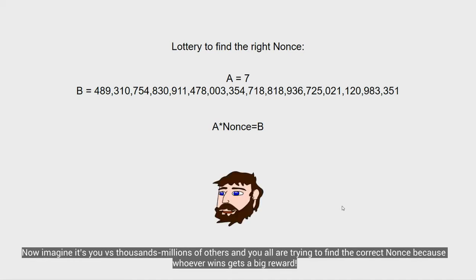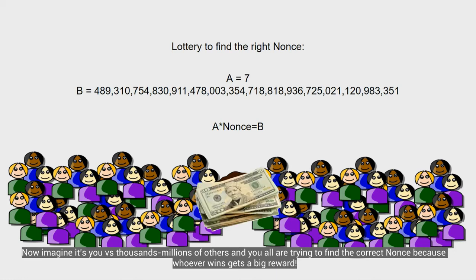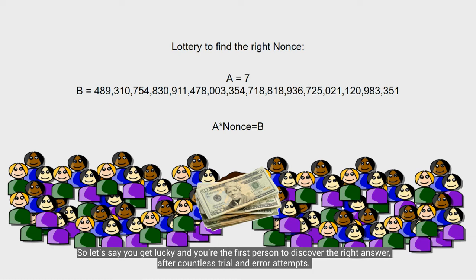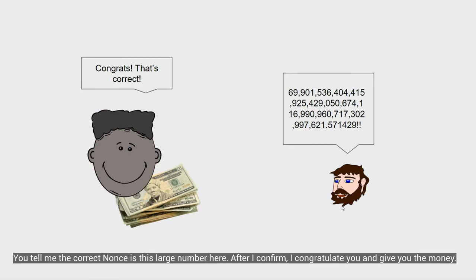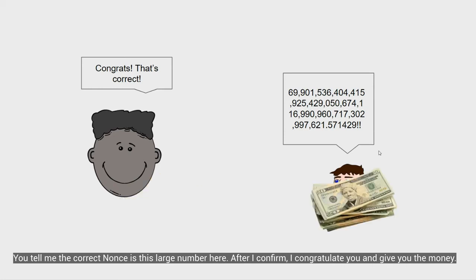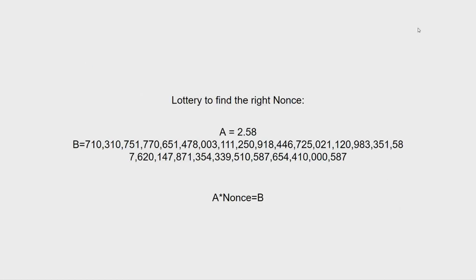Now imagine it's you versus thousands to millions of others, and you are all trying to find the correct nonce because whoever wins gets a big reward. So let's say you get lucky and you're the first person to discover the right answer. After countless trial and error attempts, you tell me the correct nonce is this large number here. After I calculate it, I say congrats, that's correct, and I hand over the money to you. Then the lottery starts over again with new numbers.